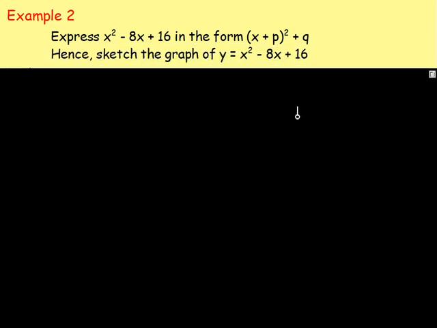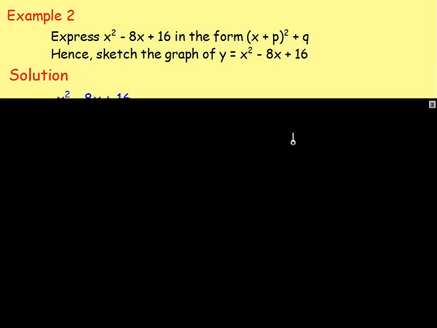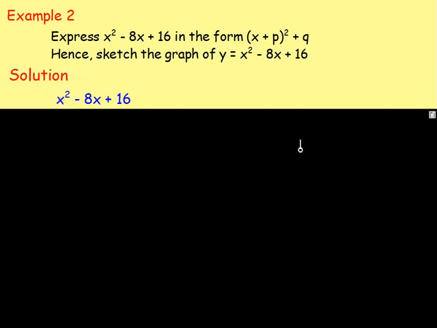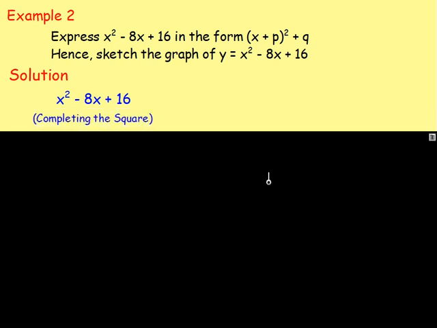Let's try another example. Example number 2. So express x squared minus 8x plus 16 in the form x plus p all squared plus q. Hence sketch the graph of that. So the first thing you want to think is, how do you write it in that form? Max, I can see you jumping up and down. What would you do? Yes, it is completing the square.